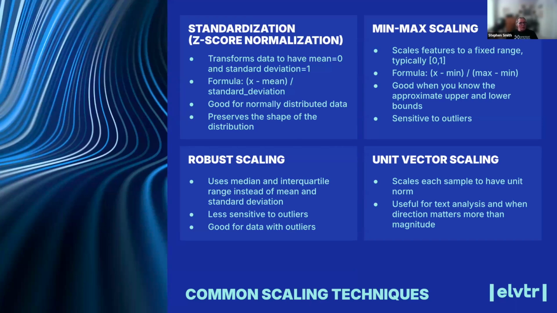Min-max scaling scales features to a fixed range, 0 to 1. It's good when you know the approximate upper and lower bounds, and the problem there is outliers. Robust scaling uses the median and interquartile range, and is less sensitive to outliers. Unit vector scaling gives each sample a norm, and this is useful for things like text analysis when direction matters more. So those are some common scaling techniques.